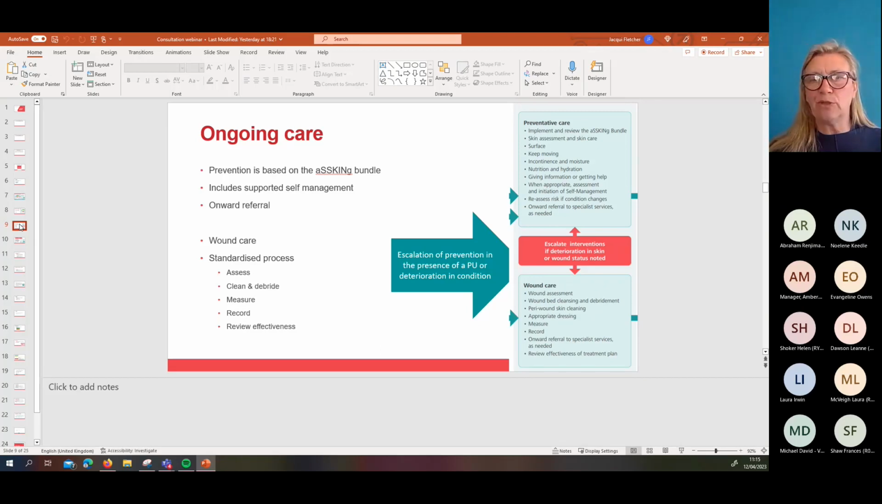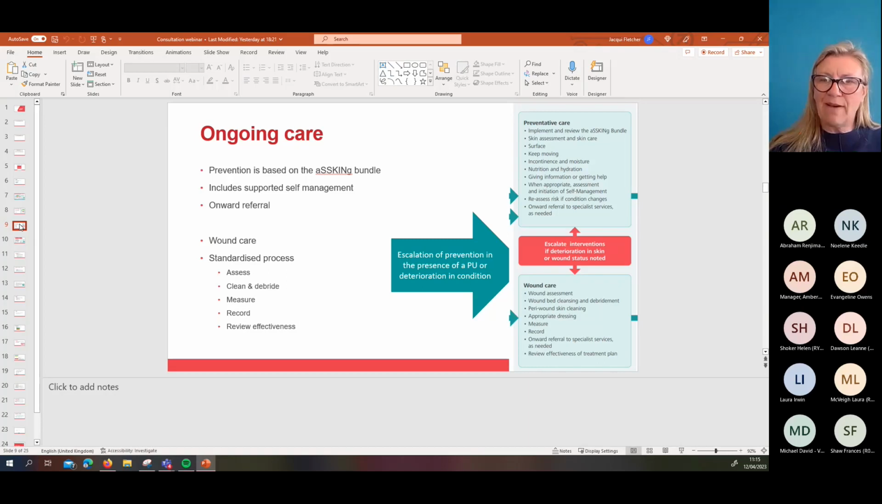So if they're in the amber box, they have a risk but not a pressure ulcer, then you would deliver the prevention based on the SSKIN bundle, something that we've had in place since 2018, with a really fundamental core of the skin bundle: patient skin assessment, provision of a surface, keeping the patient moving, monitoring increased moisture, particularly incontinence, and looking at the patient's nutrition and hydration, and making sure around that we're focusing on that assessment, reassessment, and the giving of information.